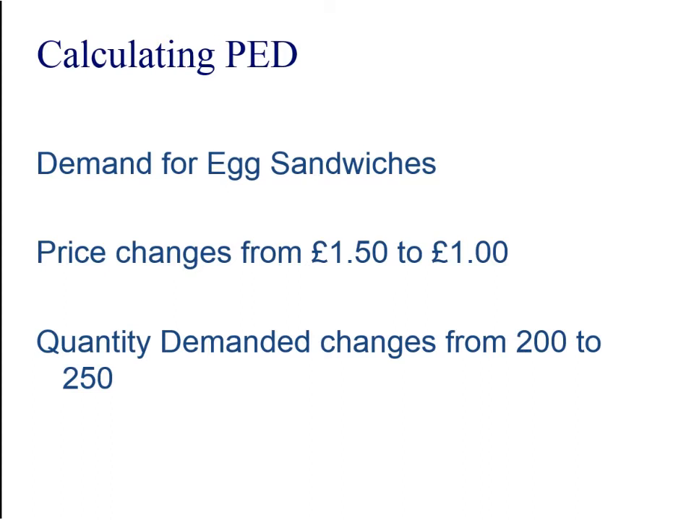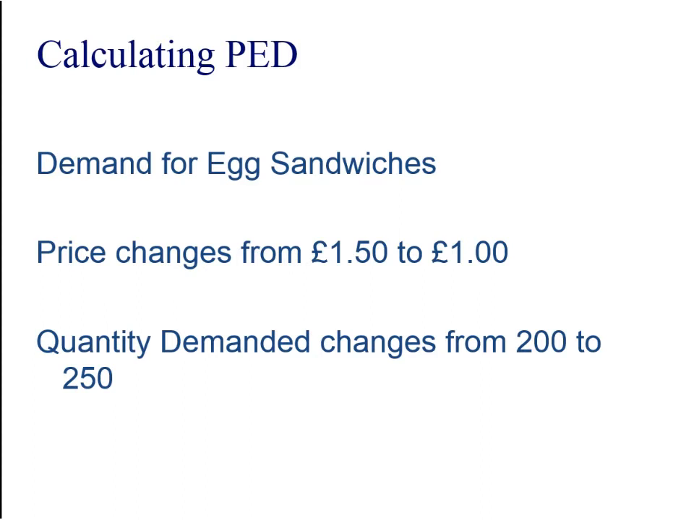So we're imagining that the price changes from £1.50 to £1. So we've got a decrease in the price. And because of that, quantity demanded changes from 200 to 250. This is what we'd expect, whether it's elastic or inelastic. We would expect when the price decreases that you will get a greater quantity demanded. But the question is, by how much? Is it elastic or is it inelastic? As in, is it sensitive or is it insensitive?